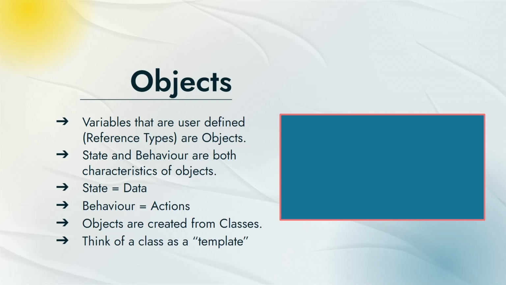It is an instance of a class. An object is an instance of a class. So objects have both state and behavior. State is basically the data of the object, and behavior is the actions.